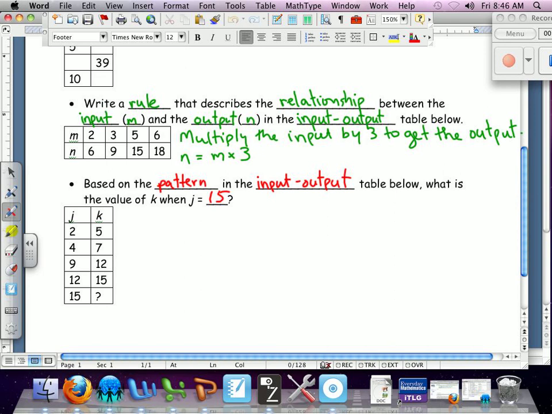So therefore, we need to figure out the rule. How do we get from the J's to the K's? It doesn't say we have to write down the rule, but we've got to think about it in order to figure out what the 15 input would have as its output. So Brendan, what do you think? Add 3. This one's a single step again, so every time it's just adding 3. 3 plus 3 plus 3. So therefore, what's the value of K when J is 15? 18. 18.